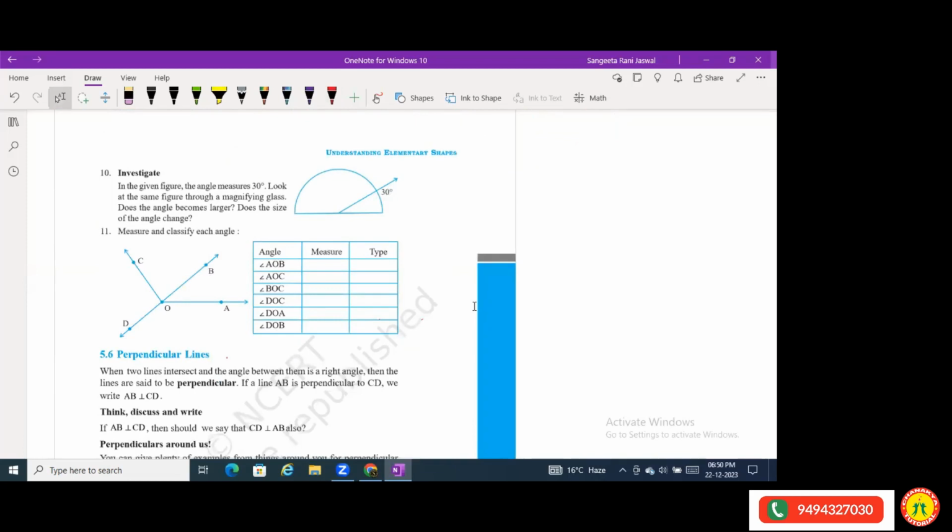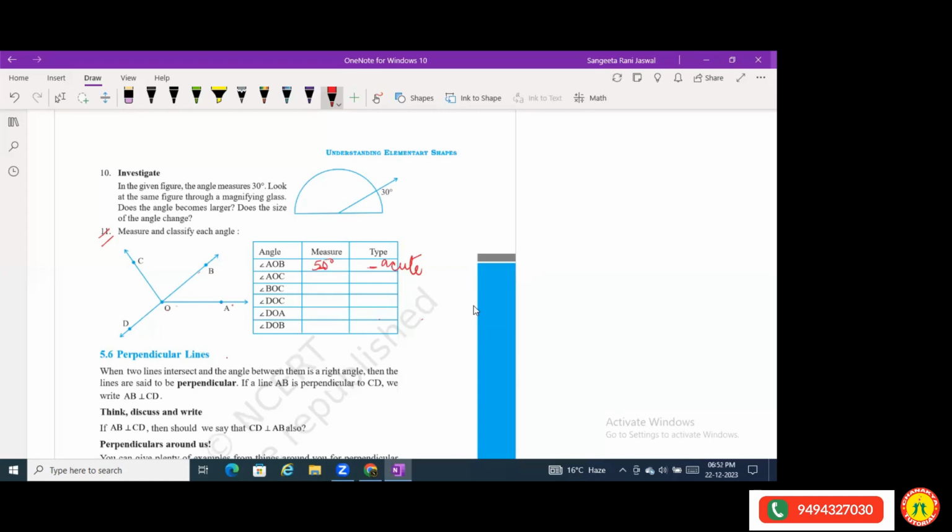Okay, now this is again estimation, or does the angle become larger? Okay, leave this. Now question number 11. Measure and classify each angle. Now just by estimation you will see. Now this angle, angle AOB. If you measure with the protractor, you can write your measurement here, and you can write the type here. Now angle AOB. Clearly I can see that it is an acute angle, less than 90 degrees. Yes, ma'am. But the measurement I need to do with the protractor. So for the measurement, you can make this figure in your notebook and write down the actual measurement.